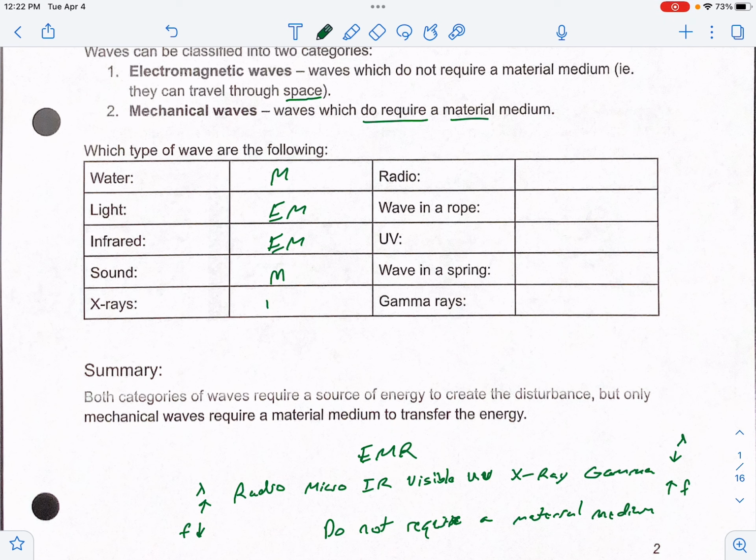Now, X-rays, that's on my EMR scale, so that's electromagnetic. Radio, that's on my electromagnetic scale. Wave in a rope, so you actually have a physical rope, so that's mechanical. UV, that's on my EMR scale. Wave in a spring, you have a spring, so that's actually a material, so that's mechanical. And then gamma, that's going to be your electromagnetic. Okay, so it really does help to have those EMRs written down, so that kind of tells you what's mechanical and what's not.